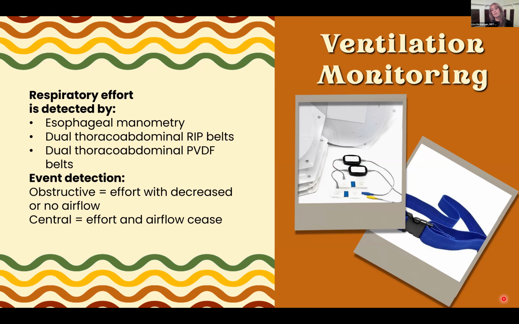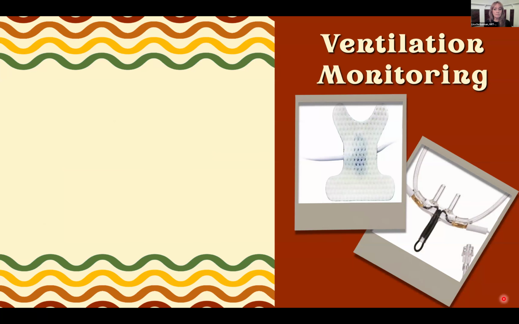Ours are disposable, and then the belt you see below that is a non-disposable belt. So same type of situation, just non-disposable. And this is going to help us detect obstruction. So if you have effort, the patient's trying to breathe, but no flow is coming through, then we have obstruction or partial obstruction. Central, we're going to see flat on both. We're going to see flat belts. We're going to see flat airflow. So it helps us pick apart what type of event we're looking at.